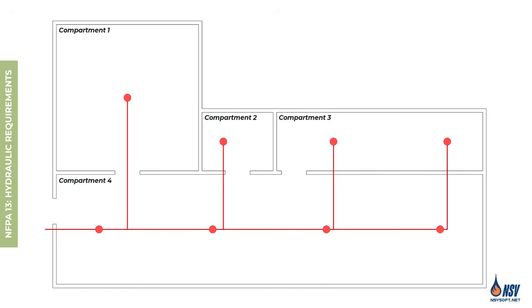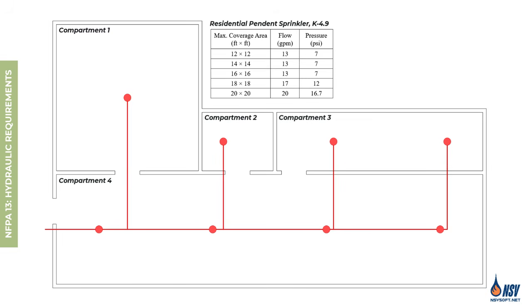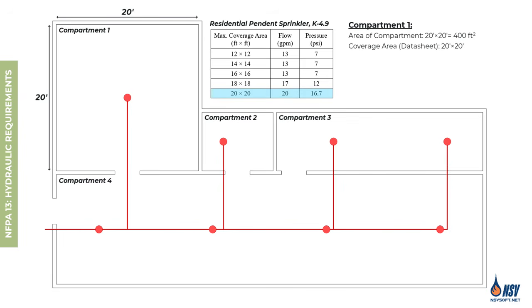Let's review these requirements through an example. In this figure, there are 4 compartments. We will use the same hypothetical residential pendant sprinkler that we reviewed in the previous sections. We start our flow calculation with compartment 1. The area of this compartment is 400 square feet, and the sprinkler is installed at the center. The sprinkler can cover this room with a 20-foot by 20-foot coverage area.